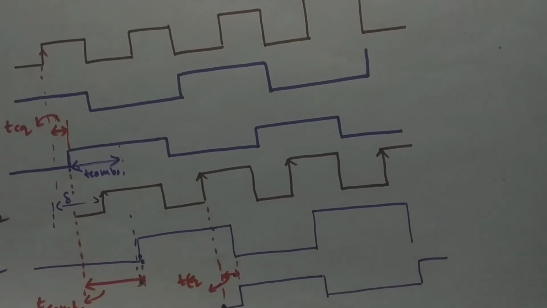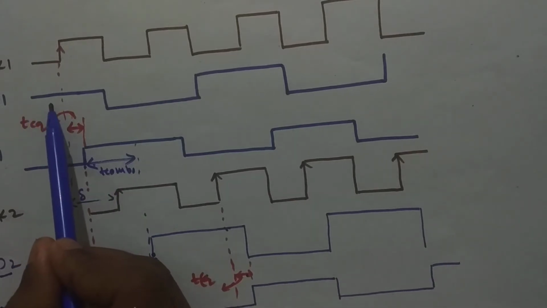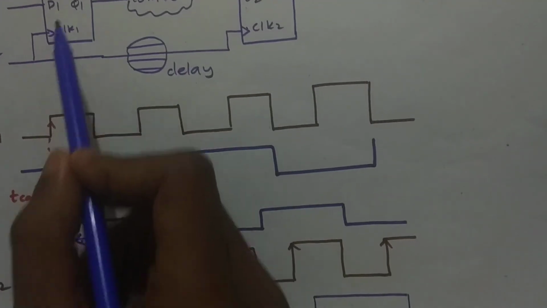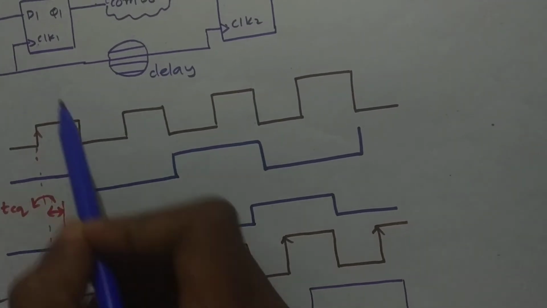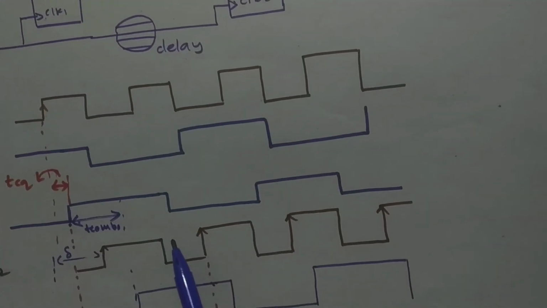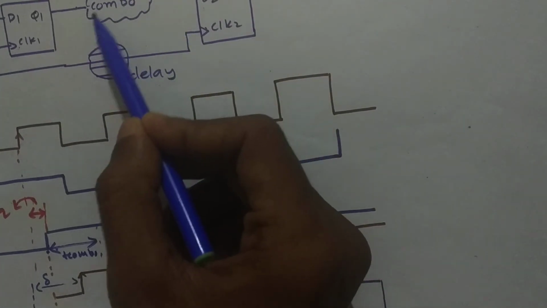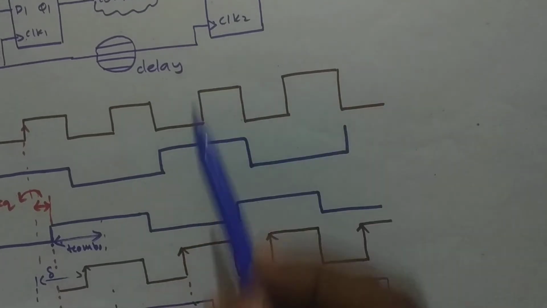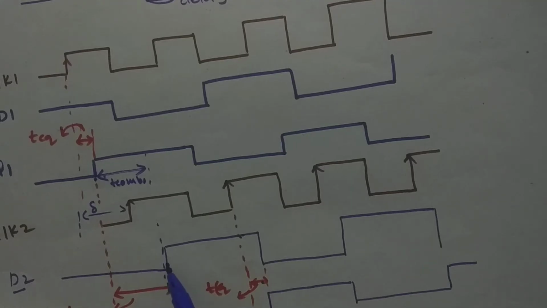So I'll discuss it once more for your clear understanding. First we are going to give input. So D1 is being given at flop 1. After TCQ amount of time we will get Q1. Then we have to cross through all this combo. Don't forget that. So that combo delay I'm considering as T combo. After T combo delay we are going to get D2.